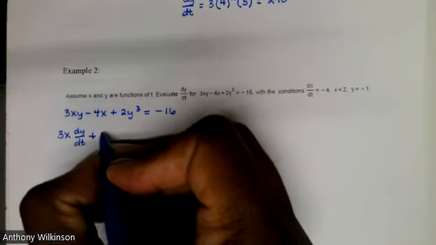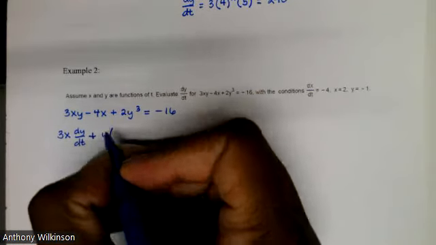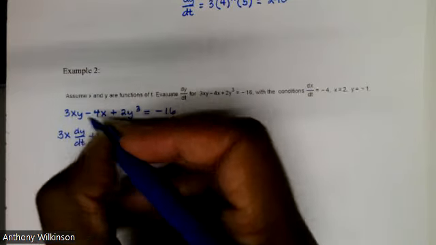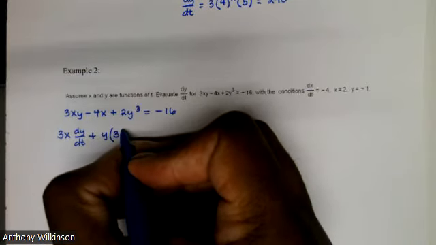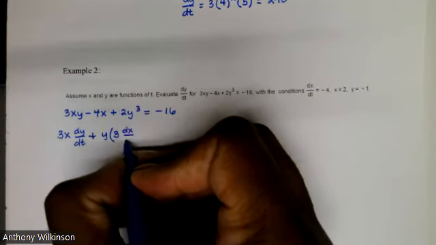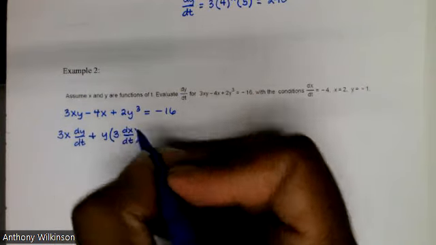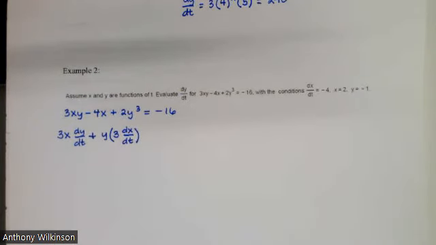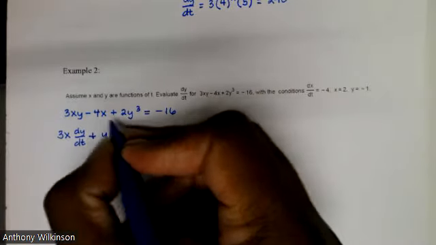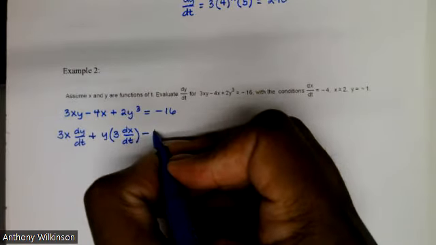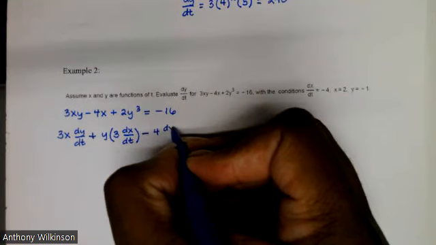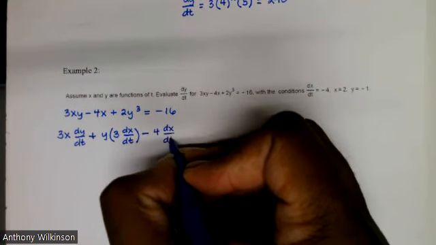And then plus the second, which is y, times the derivative of 3x. That's just going to be 3, but I need to include dx/dt because x is being differentiated with respect to time as well, just like y is. And then minus the derivative of 4x would just be 4, and I need to include dx/dt.